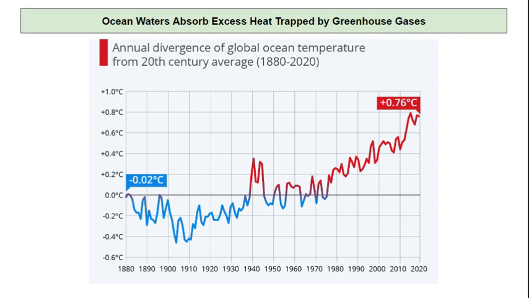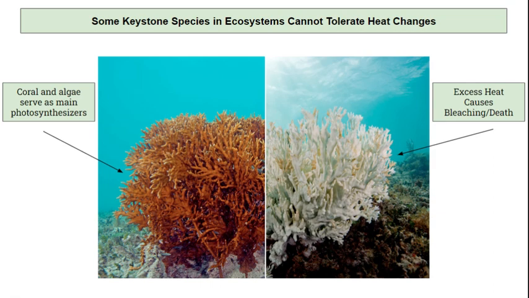Now, besides carbonic acid, oceans also absorb excess heat that is trapped by greenhouse gases. So here shows the average temperature of the ocean from the 1880s till today. And we can see a rapid increase starting in the 1960s as CO2 levels began to increase as well. Now, some keystone species in ecosystems, especially coral reefs, cannot take this excess heat. The mutualistic relationship that coral has with zooxanthellae tends to break down when the heat is too high, and it results in something called coral bleaching. So we are removing this keystone species from this ecosystem, and this causes trophic cascades, causing a breakdown in the food webs that exist here.